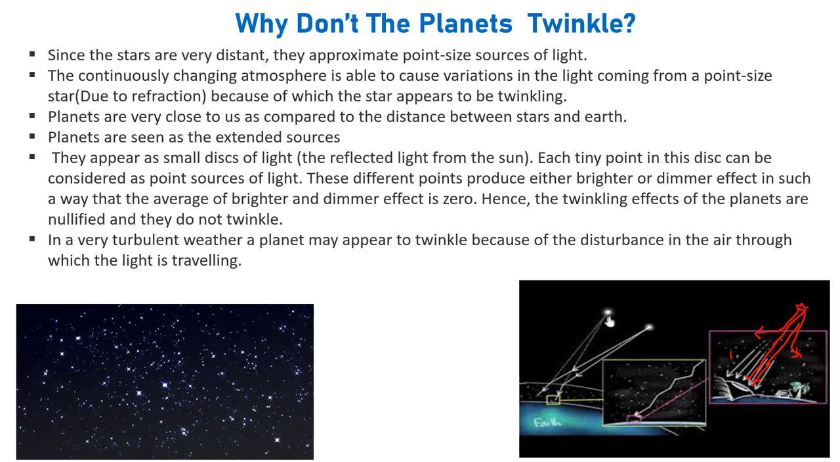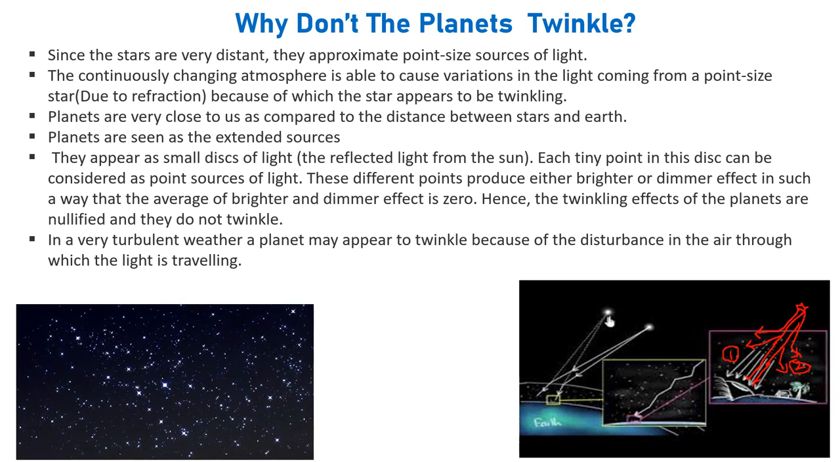So in the first instance, when all the light rays fall on the eyes, definitely the star looks brighter. But in the second instance, when the light rays get refracted before they reach the eyes, the star will appear dim. So this is a cause of the twinkling of stars.